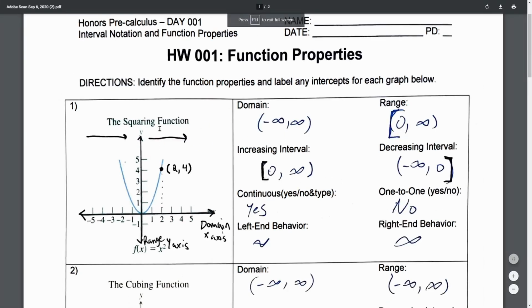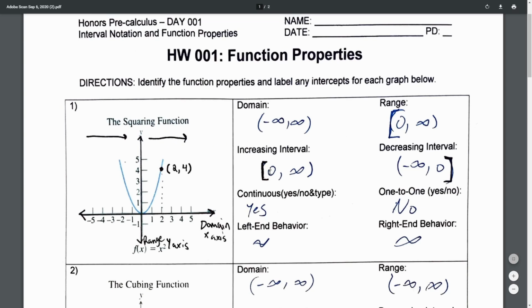So here I've answered these questions. When you're reading a graph, you always want to start from the left to the right. So let's look at the x values for domain. You can see the x values would be from negative infinity to positive infinity. Range is your y values. So you can see the function exists anywhere from y equals 0 to positive infinity.